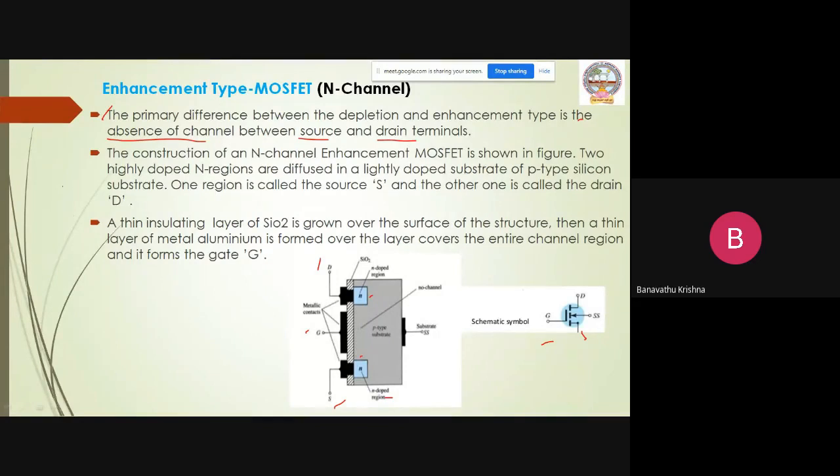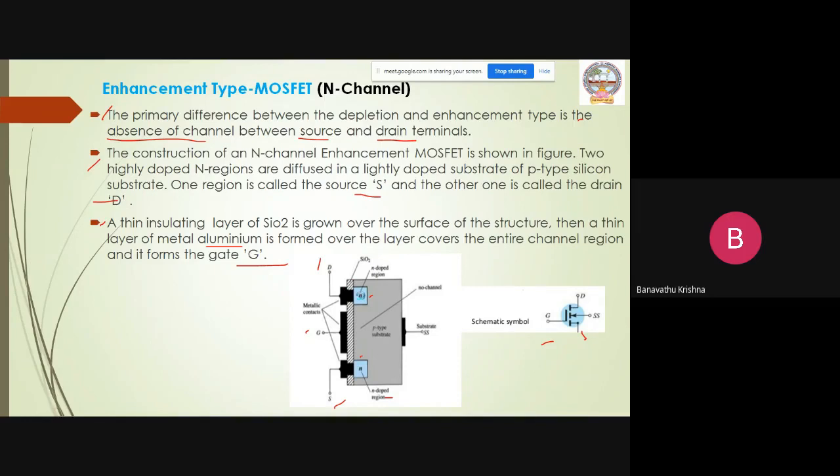The second point is the construction of the N-channel enhancement mode MOSFET, as shown in the figure. Two highly doped N regions are diffused in a lightly doped P-type silicon substrate. One region is called the source region, and the other is called the drain region. Next, a thin insulating layer of SiO2 is grown over the surface of the structure. Then a thin layer of metallic aluminum is formed over the layer covering the entire channel region, and it forms the gate. This is the metallic layer, this is the silicon dioxide layer, and these are the diffusion regions.